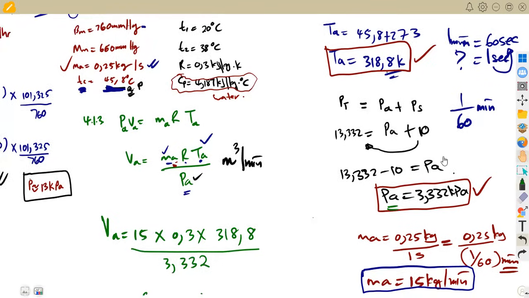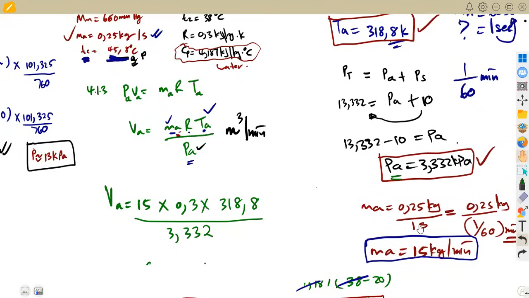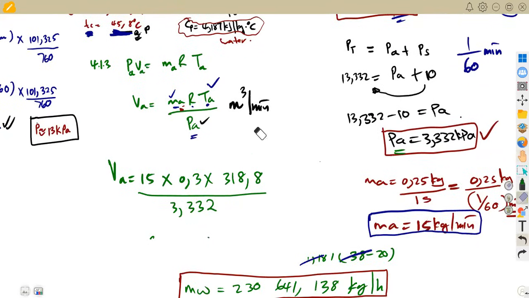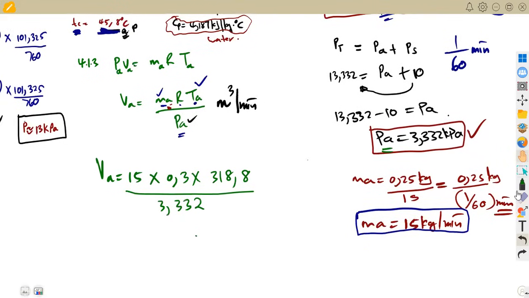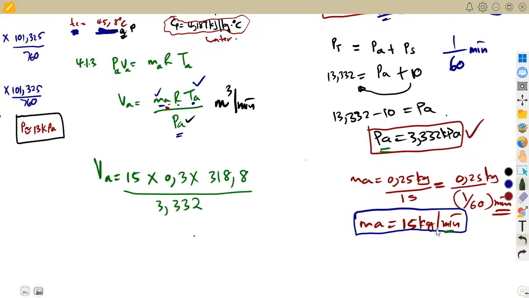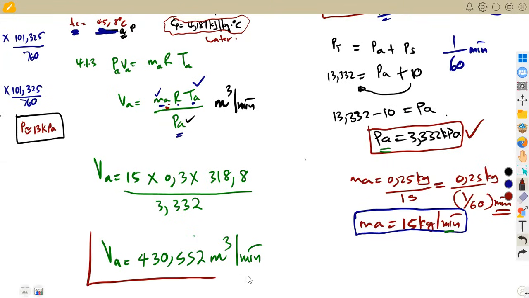We are going to obtain our volume of air, and as I said, it's going to be in cubic meters per minute, since we used the mass in kilograms per minute. So also our volume is going to have per minute. So the volume of air at the end was 430.552 cubic meters per minute. So that is the volume of air, the capacity of air.